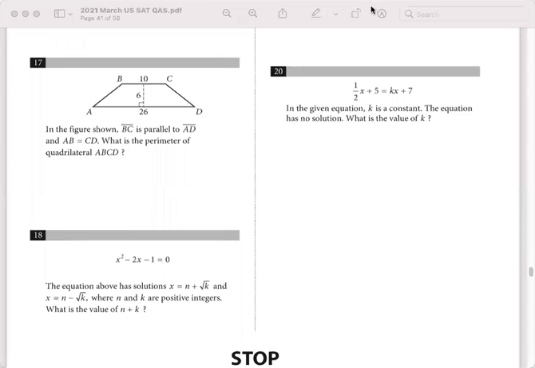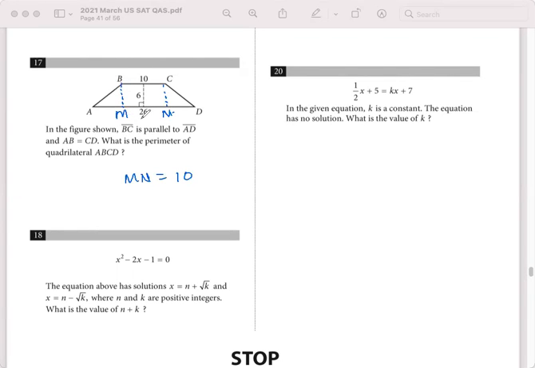Question 17. In the figure shown, BC is parallel to AD and AB is equal to CD. Okay, so this is an isosceles trapezium. What is the perimeter of the quadrilateral ABCD? Okay, so let's draw this like this. Since this is 10, let's call this M and this is N. So MN will also be 10 and it would be divided equally on either side.